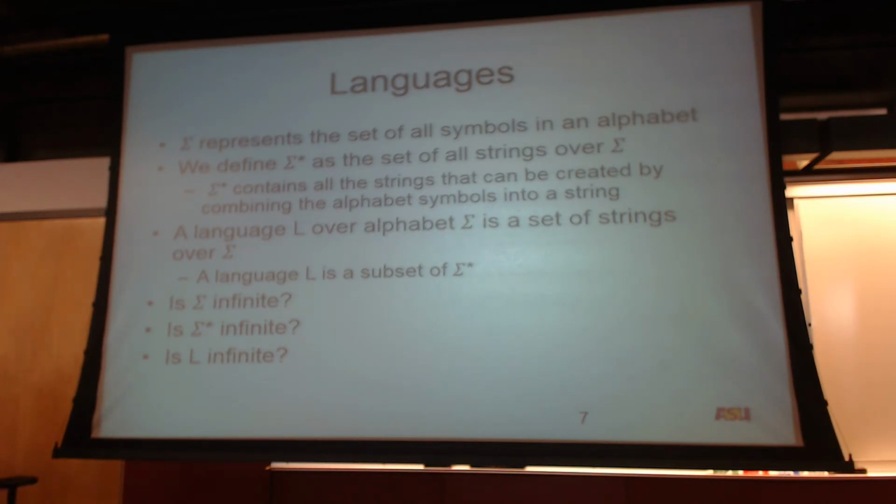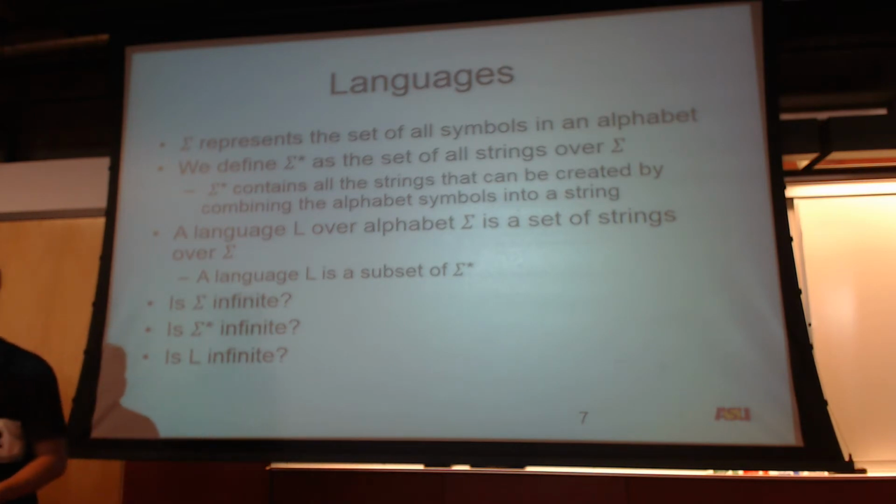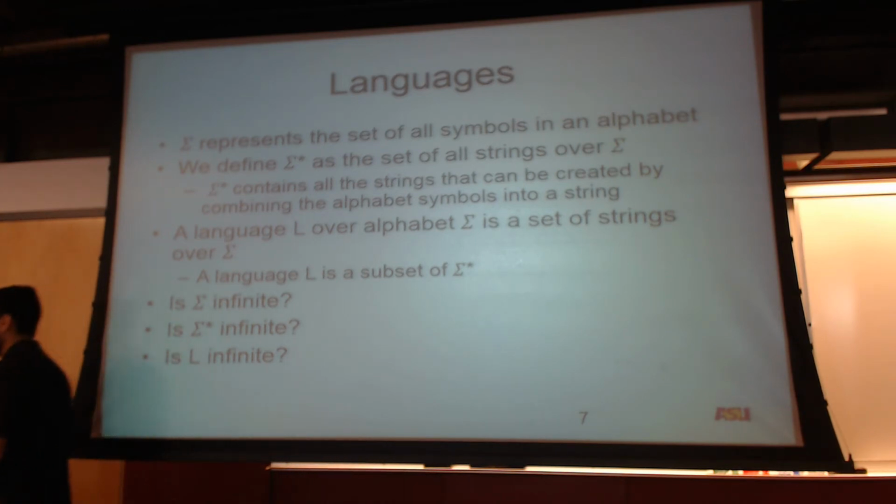So L is a language, and it is defined over sigma. L is a subset of sigma star. Sigma star is the set of all strings that we can generate from the alphabet sigma, and sigma star is infinite. Sigma could have been infinite, but we limited it to finite. L is infinite. Now you can go home, right? And think about this. Not yet.